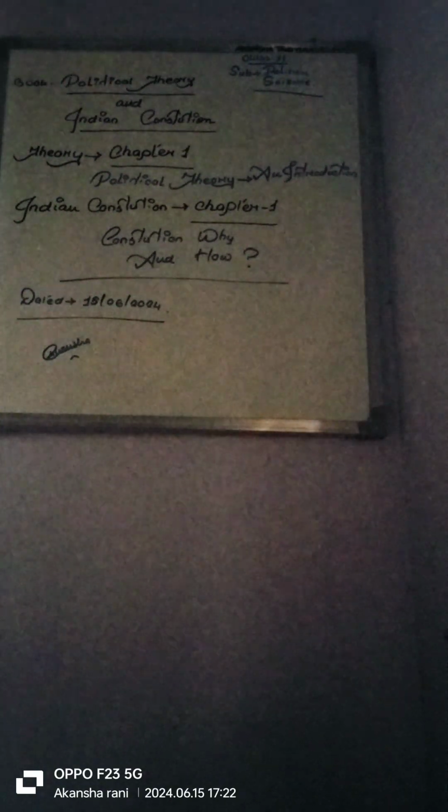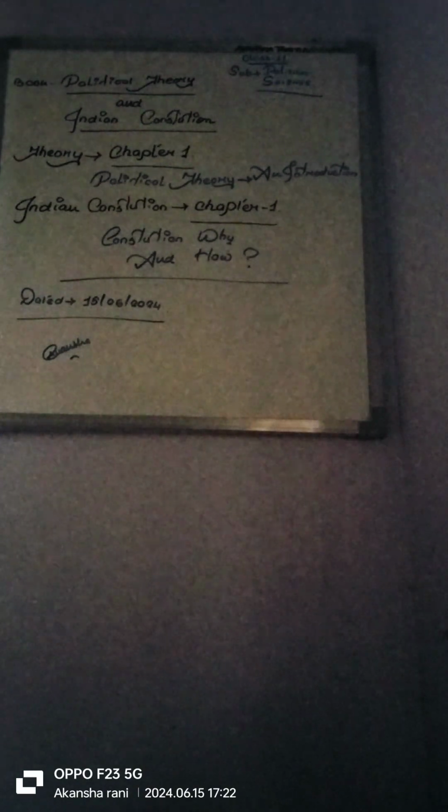How is the Indian Constitution flexible and rigid? The Constitution is called partly flexible and partly rigid because of its unique design. The amendment of our Indian Constitution can be made in different ways. Actually, there are three ways.